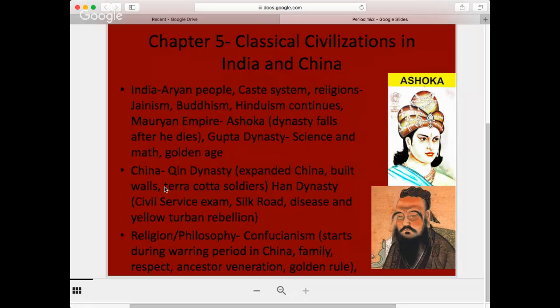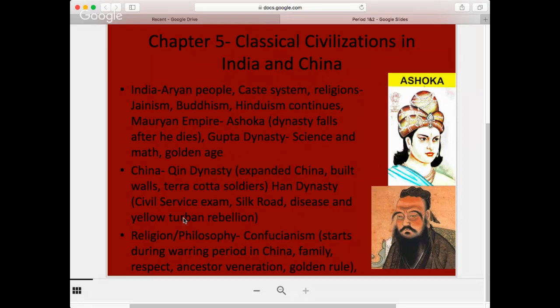He was like a 13-year-old who was the ruler of the dynasty, and he was like crazy, and he would kill people and bury them in the walls, and he made all those terracotta soldiers, like thousands of them, so that they could accompany him into the afterlife. And then the Han Dynasty are the ones who started the civil service exam, the Silk Road.